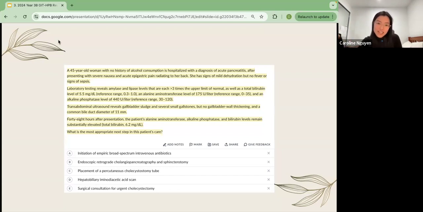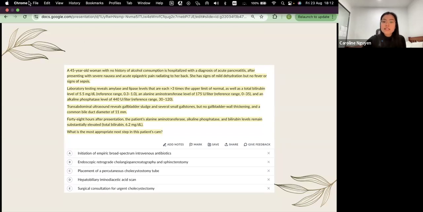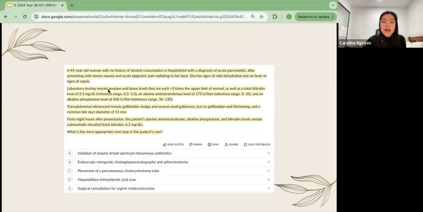So, acute pancreatitis is caused by mainly one of 2 things: alcohol or gallstones. If this person doesn't drink alcohol, then it's probably a gallstone situation, and then that is confirmed by some things here. We've got amylase and lipase that are more than 3 times the upper limit of normal. That's one of the criteria. And then we've got bilirubin that is really high. And then we get a transabdominal ultrasound revealing gallstones and a really dilated common bile duct. So the question is like, what's the next step?